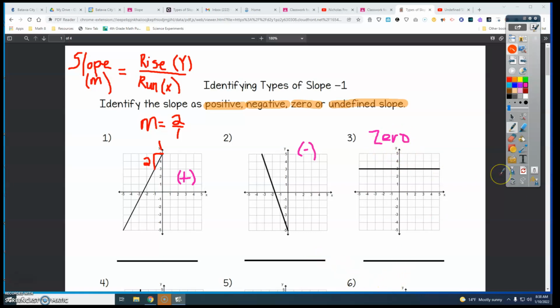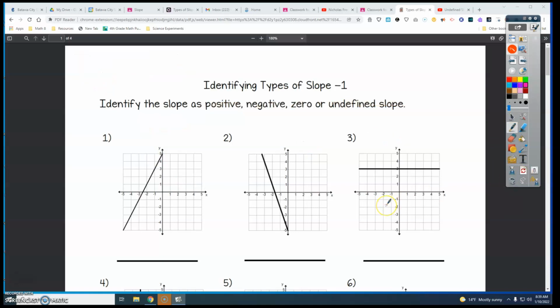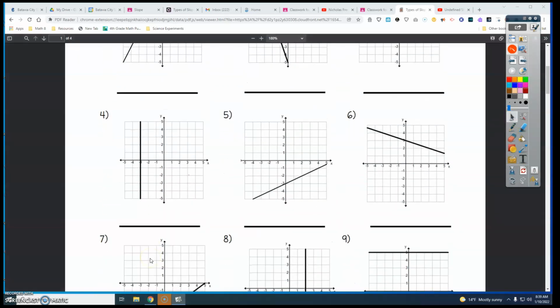All right, take a few minutes to absorb that. I'm going to erase this. We're going to go down and talk about the last kind of slope you'll see, and we'll be talking more about slope later.